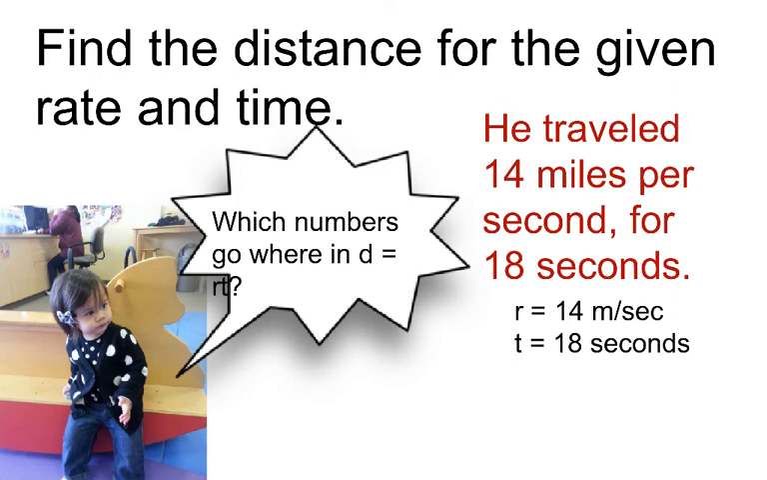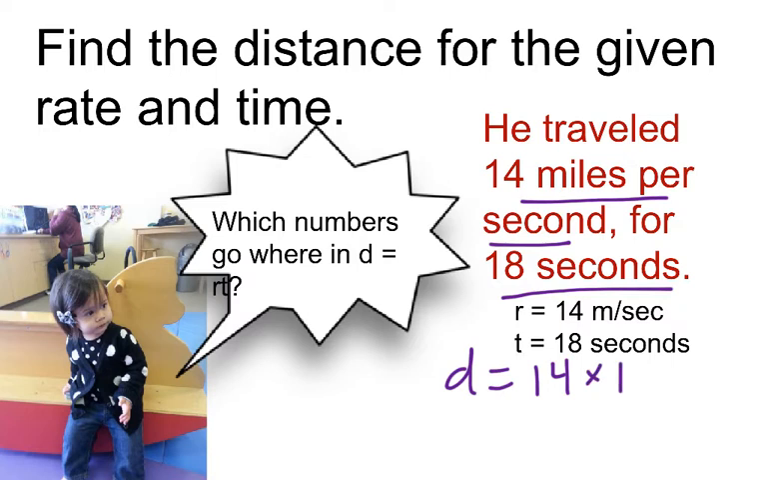Let's look at another example. He traveled 14 miles per second for 18 seconds. So again, miles per second would be 14 miles per second for 18 seconds. That would be my time. So when I plug it in, I would have d equals 14 times 18. And so then I can find my distance, which I know is going to be in miles.